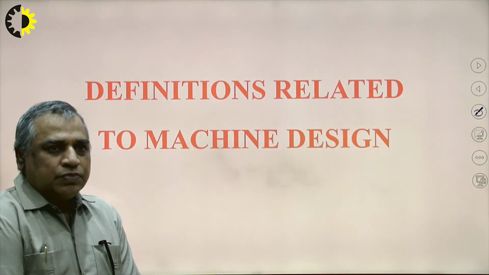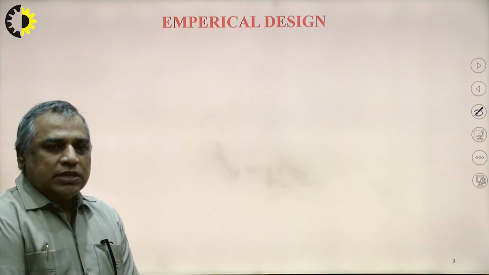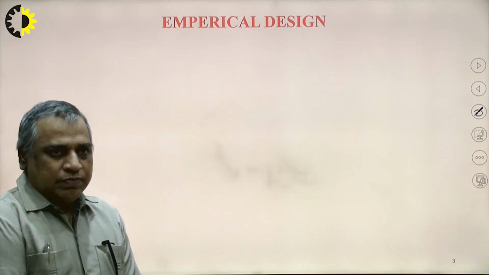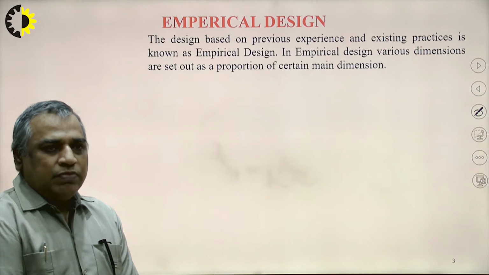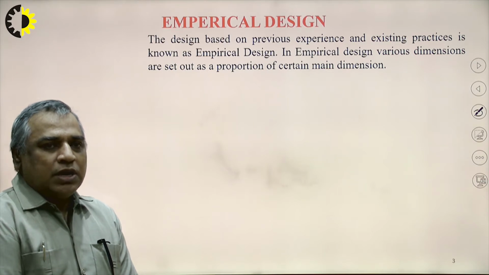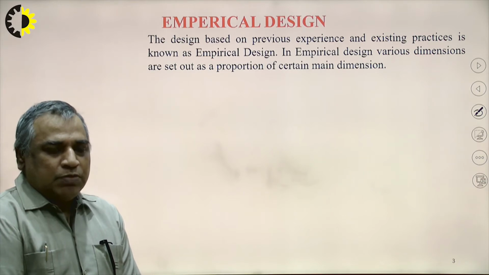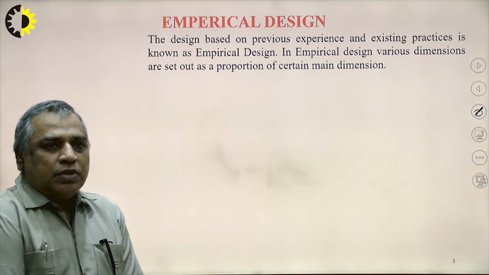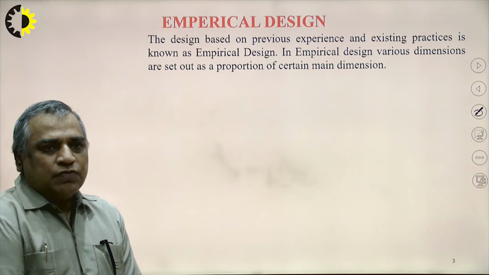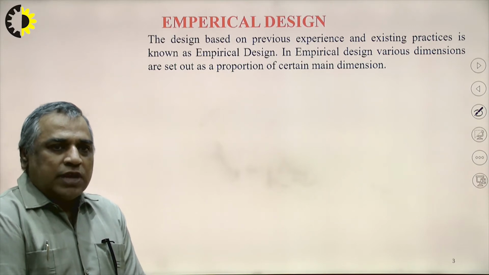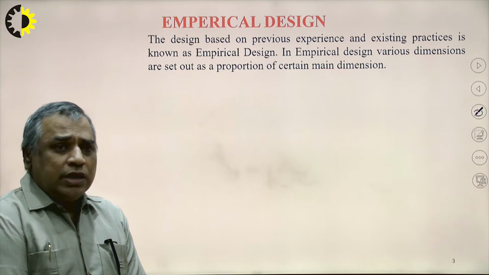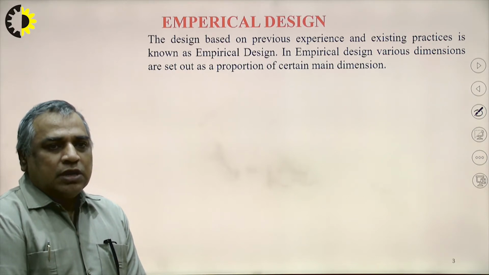The very first definition related to machine design is the empirical design. Empirical design is the design based on the previous experience of the designer. Precisely, we can define the design based on previous experience and existing practices as empirical design. In empirical design, various dimensions are set out as a proportion of a certain main dimension. In this design, we decide, determine, or recommend the dimensions of various components of a system on the basis of the dimensions of a critical element of that system or assembly.